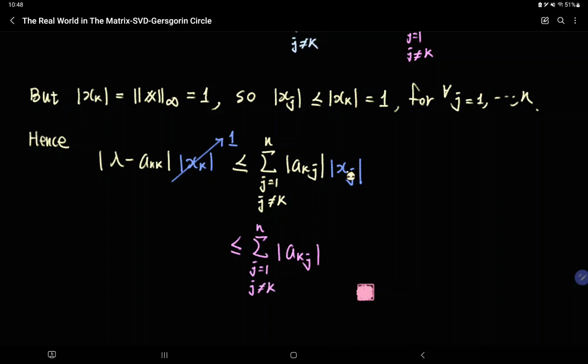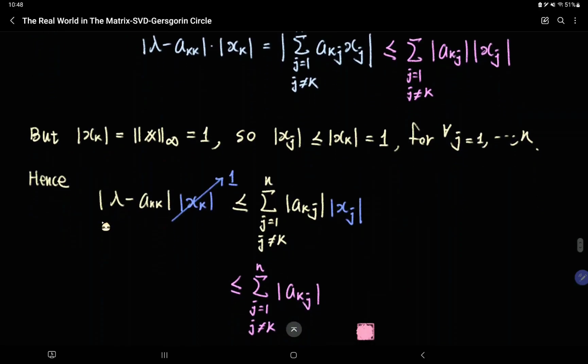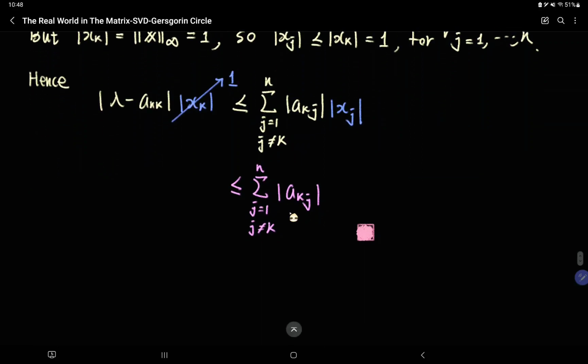Since this is less than or equal to 1, replacing this by 1, then that one must be greater than or equal to this, right? And on the left hand side, the absolute value of lambda minus akk times the absolute value of xk, because the absolute value of xk is 1, so we put 1 in here. So the absolute value of lambda minus akk is less than or equal to this. The proof is done, right? So the eigenvalue must be within the circle in the complex plane whose center is akk and whose radius is this. We can say that. Okay, so that's for today.